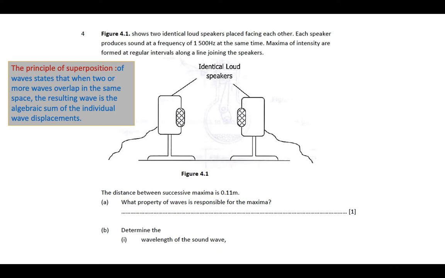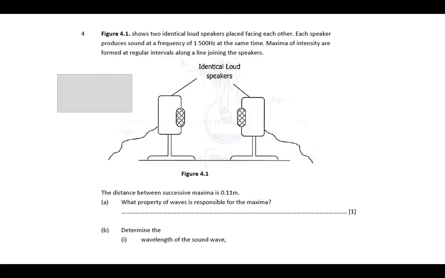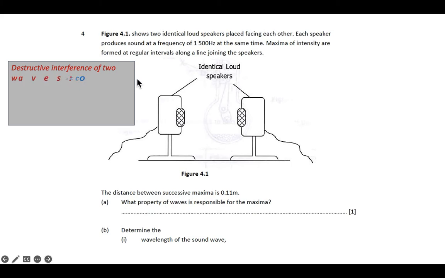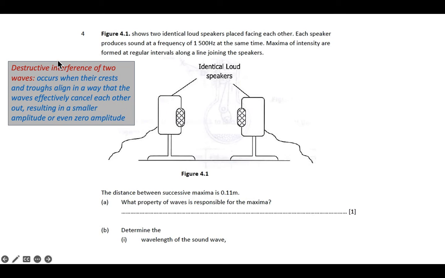If we see from the diagram, when the waves are facing each other, those waves will form what we call destructive interference. Destructive interference occurs when the crests and the troughs align in a way that the waves effectively cancel each other, resulting in a smaller amplitude or even zero amplitude.